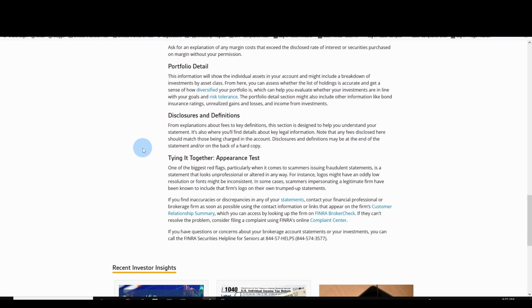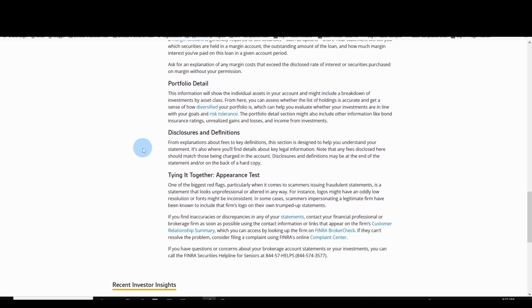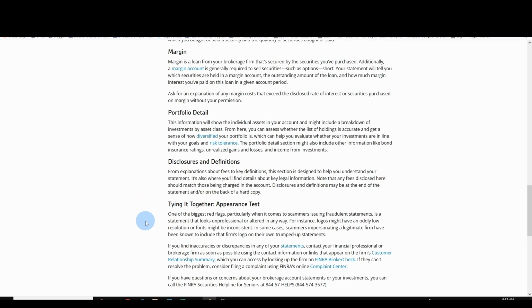Tying it together: the appearance test. One of the biggest red flags, particularly when it comes to scammers issuing fraudulent statements, is a statement that looks unprofessional or altered in any way. For instance, logos may have an oddly low resolution, or fonts might be inconsistent. In some cases, scammers impersonating a legitimate firm have been known to include the firm's logo on their own trumped-up statements.